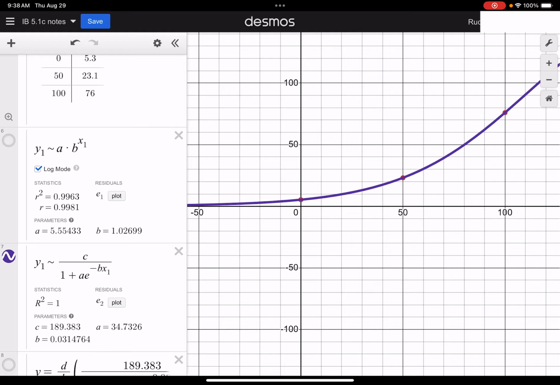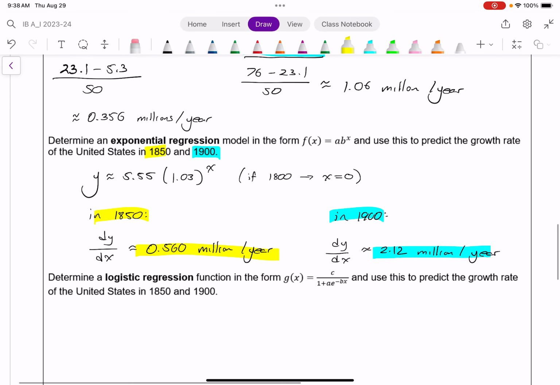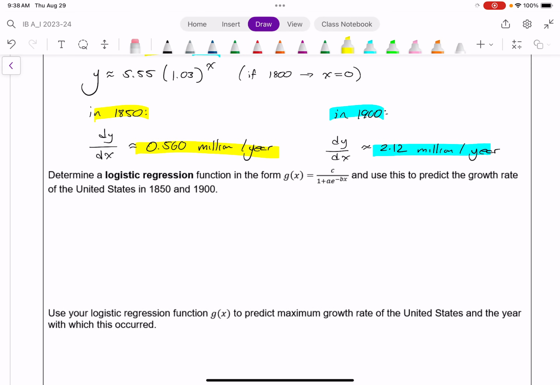And again, what I'm going to write down for my logistic model, which your GDC can find quite quickly, is all based on 1800 being x equals 0, like I said before. And you should get in a logistic model approximately 189 divided by 1 plus 34.7 times e to the negative 0.0315x.